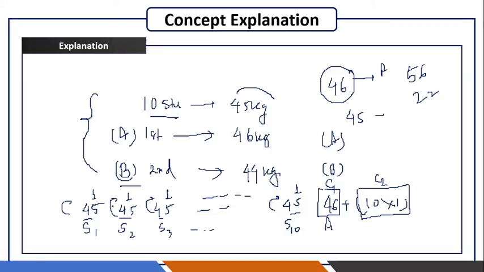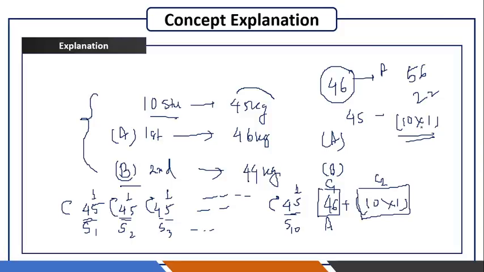So for that, what I have to do is increase the weight of all these people by 1. I had a total of 10 people present in the class. So 10 into 1 is the uplifting weight. So A's total weight becomes 46 plus 10 into 1. This is a shortcut of solving this kind of problems.